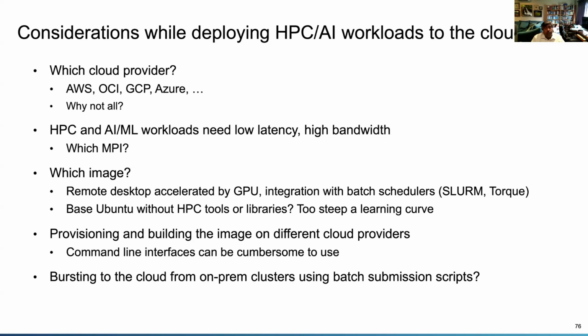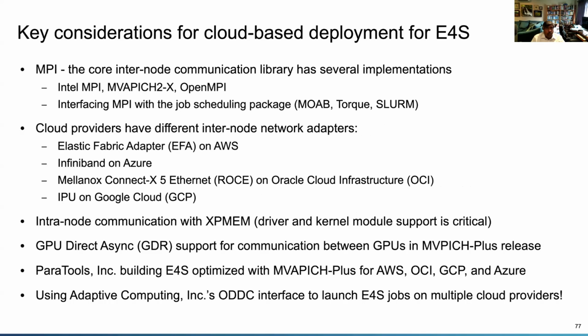And if you try to build an image yourself with a base, say Ubuntu image, it's too steep a learning curve. And every cloud provider has interfaces that can be cumbersome to use. So we've looked at different cloud MPI options, and we have chosen MVAPICH because it has good performance on the inter-node network adapters, such as Elastic Fabric Adapter on AWS or InfiniBand on Azure, or the Mellanox ConnectX-5 on OCI or IPUs.